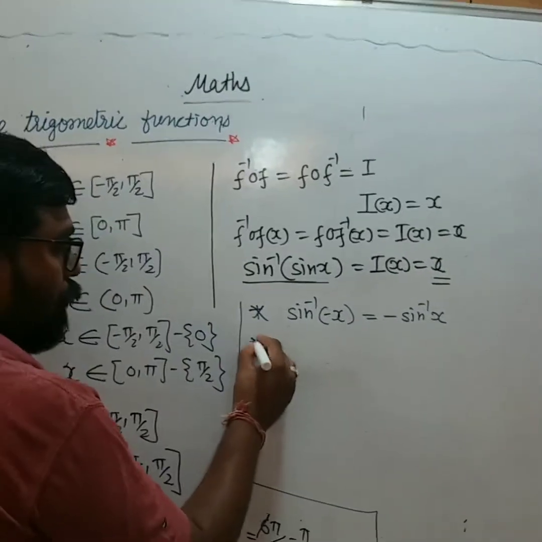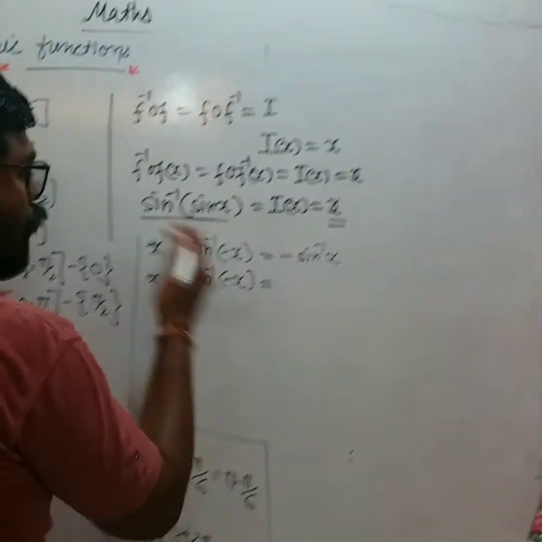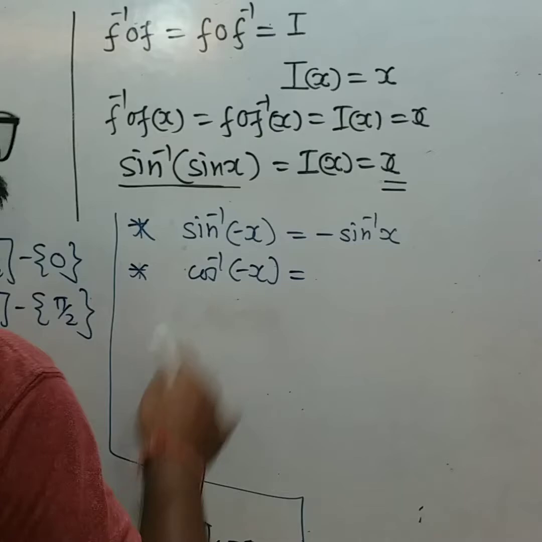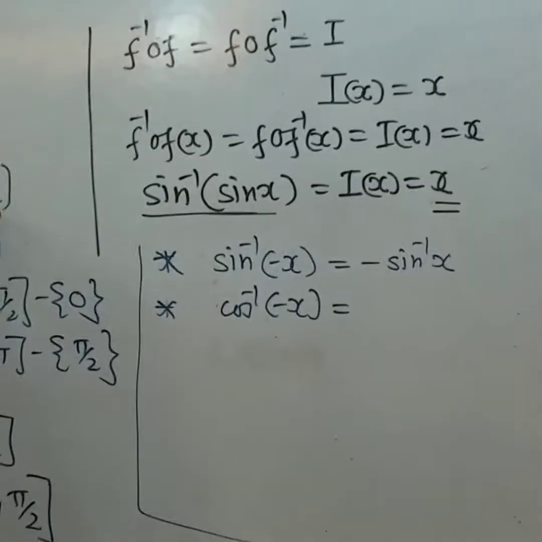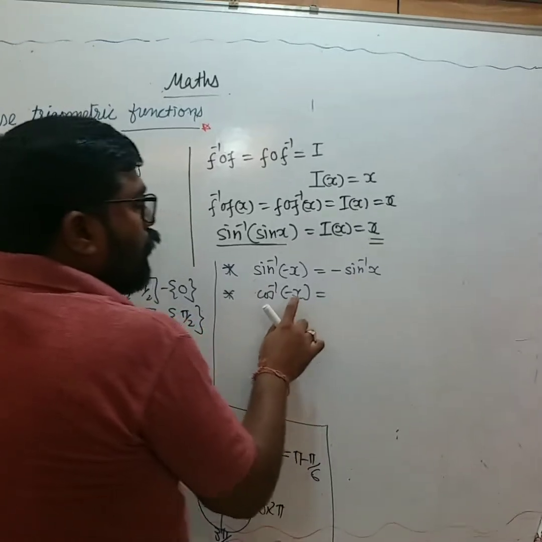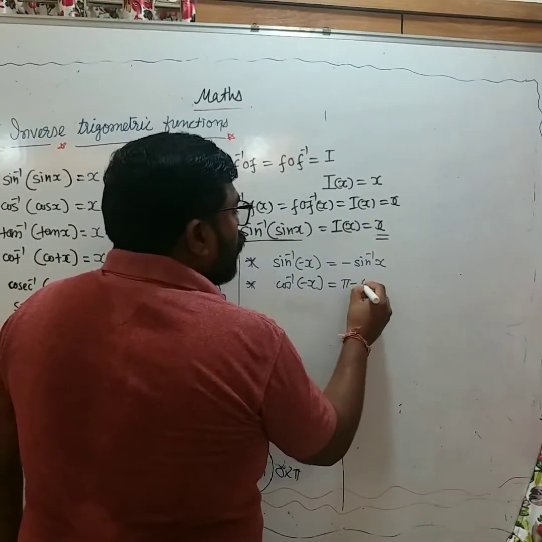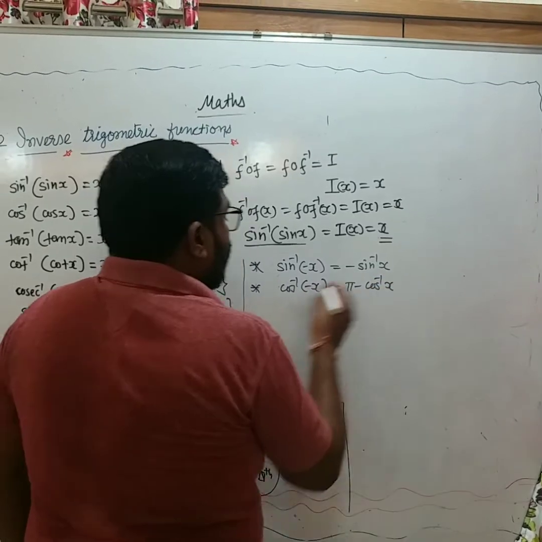Now see here, cos inverse of minus x. For cos inverse of minus x, the negative values are not present in this interval. So we have to convert this value into a positive value. So we have to write pi minus cos inverse x.